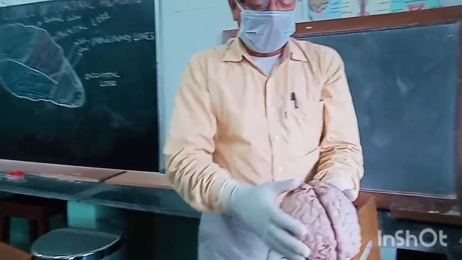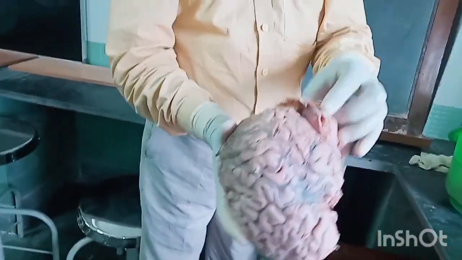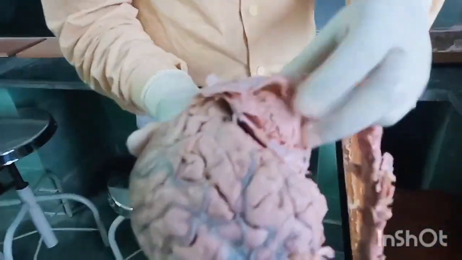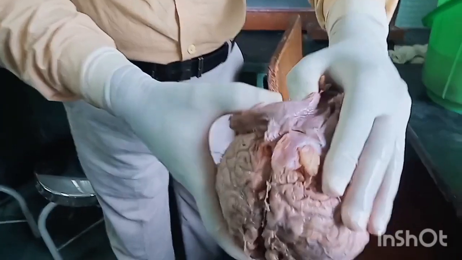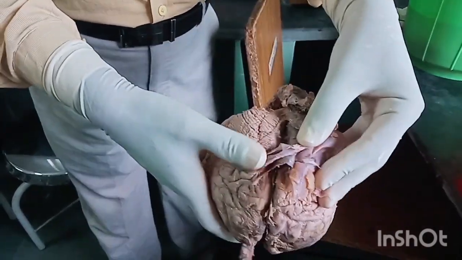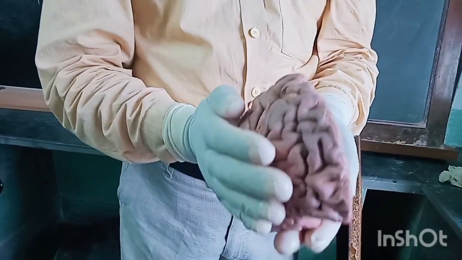This is the cerebral hemisphere, and at the posterior part, this is the cerebellum, and it is divided into 2 cerebellar hemispheres. Okay. Now, half of the cerebrum.